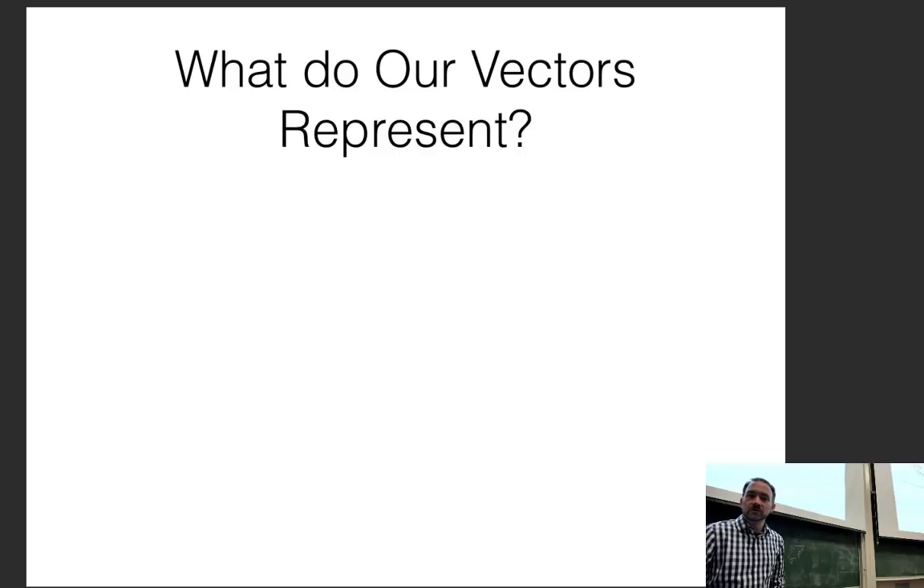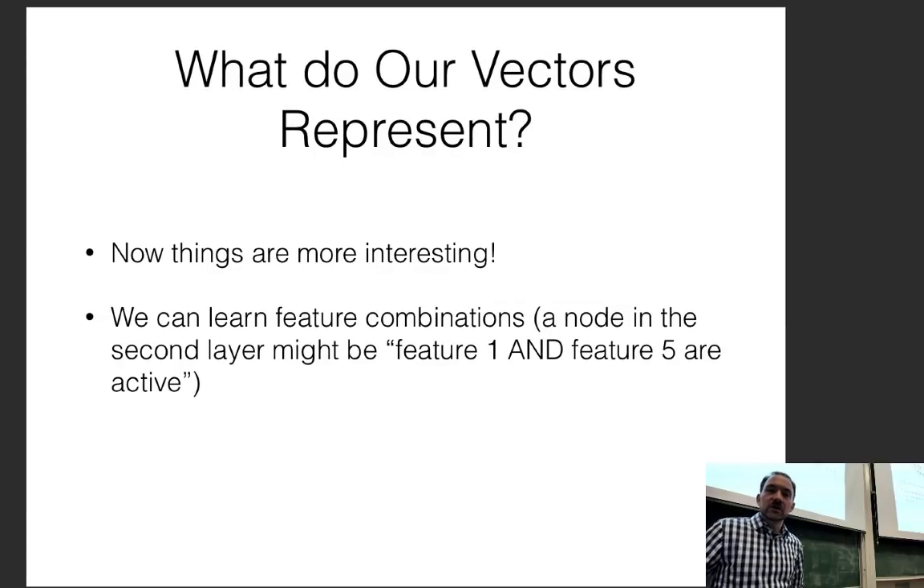So in this case, our vectors represent things that are more interesting. A node in the second layer might be, feature 1 and feature 5 are active. So as I said, if feature 1 is a negation and feature 5 is a positive word, then you can express this. And I'll be talking about this in a little bit more detail next time.